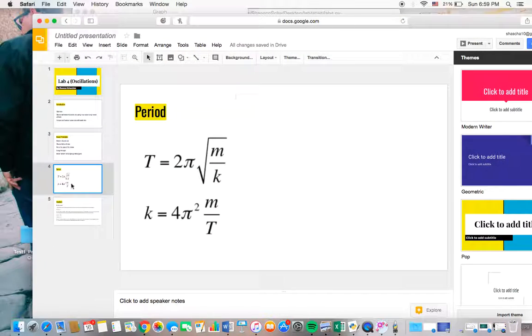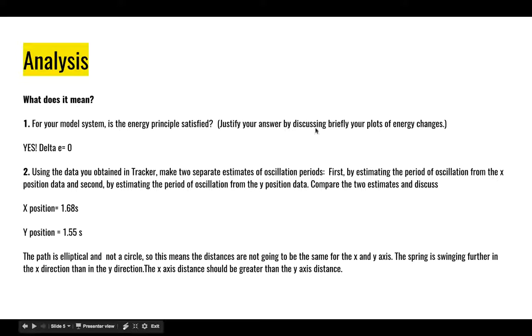For the period in the x position, we got 1.68 seconds, and for the y position, we got 1.55 seconds. These are different because the path is elliptical and not a circle. So this means the distances are not going to be the same for the x and y axes. The spring is swinging further in the x direction than in the y direction. And because of that, the x-axis distance should be greater than the y-axis distance.